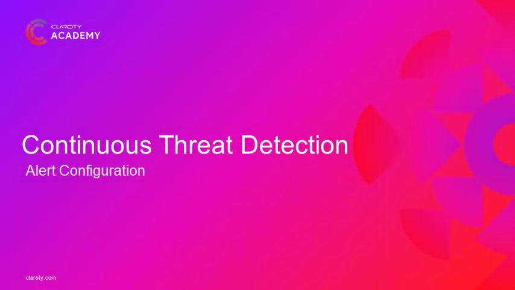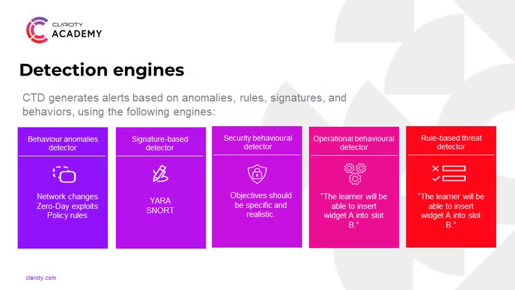This module describes the governing principles behind and usage of CTD's alert configuration options within the threat detection section. CTD is able to generate threat alerts based on anomalies, rules, threat signatures, and operational behaviors using proprietary Claroty algorithms.